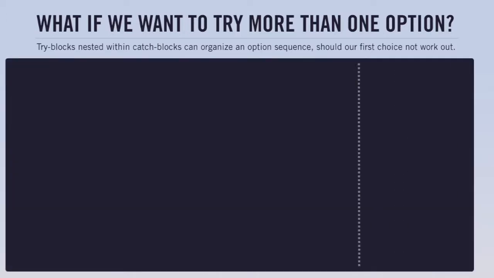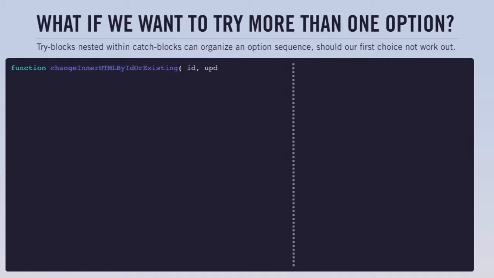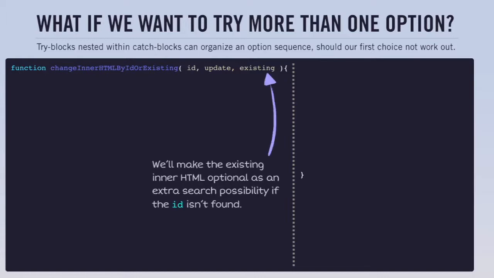So we're going to build a new function here called change inner HTML by ID or existing, which is the longest function name known to man. And with that function, what we're going to do is look up some text element either by its current ID or by its existing inner HTML. And then we will update the inner HTML. Now here, our existing parameter is going to be optional. That's going to be just an extra search possibility in case the ID for the element we're looking for is not found.